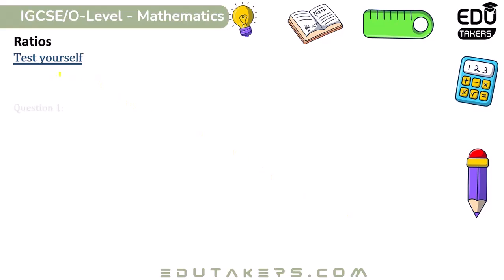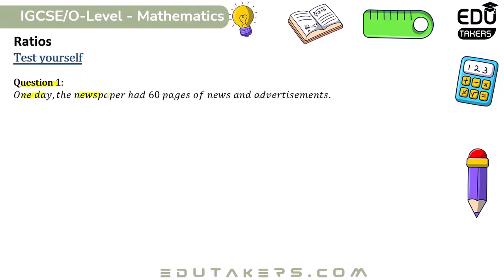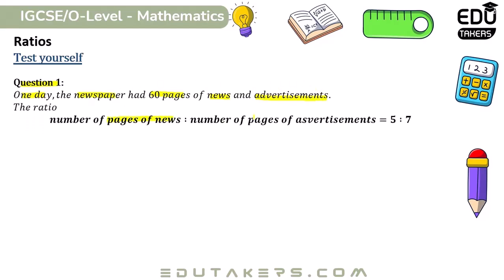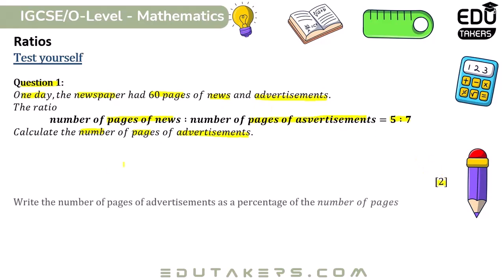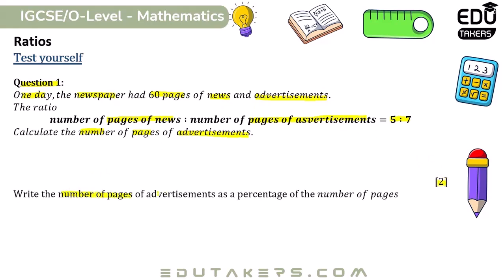Now test yourself. Question number 1. One day the newspaper had 60 pages of news and advertisements. The ratio of the number of pages of news to the number of pages of advertisements is 5:7. Calculate the number of pages of advertisements. It's a 2-mark question. And write the number of pages of advertisements as a percentage of the number of pages of news. It's a 1-mark question.